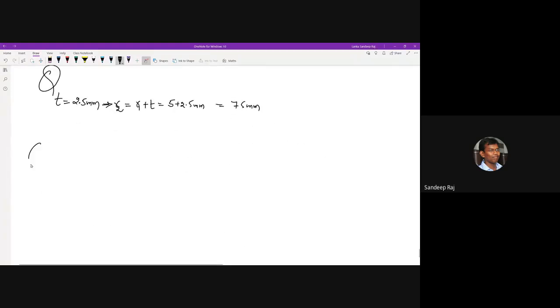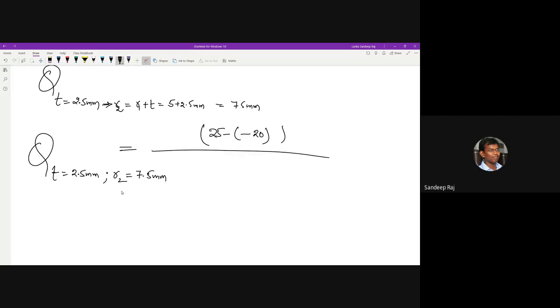So what you do is, you do Q at T equal to 2.5 mm, or R2 equal to 7.5 mm. If you do this, the delta T on top will be something like 25 minus 20. Otherwise, you can take minus 20 minus 25. Anyways, you have to take the positive value. If you want to take it as a negative value, you can take it otherwise. That's not a big thing. We write it like R2 is equal to 7.5.